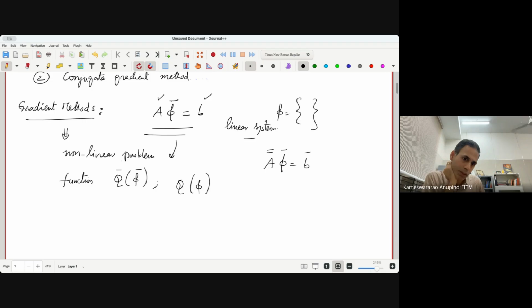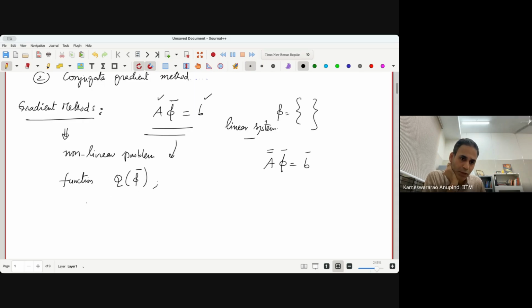Well, Q need not be a vector. Whenever I say Q of phi, we are going to talk about a vector quantity as such. Q need not be a vector; I can actually look at a function of vectors. So this is Q of phi, but we know that phi is a vector quantity.